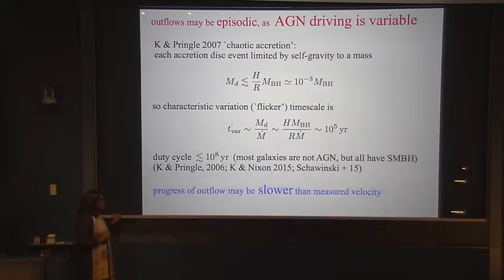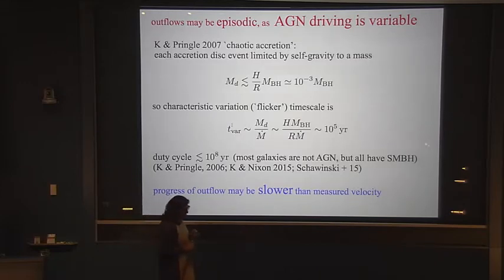Remember, another feature that we would like to have is some kind of explanation for the observed variability in AGN light curves. And so the outflows may actually be episodic. That's one way to explain time variation. And therefore, the AGN driving could be variable. So this could tell you something about the time scales.